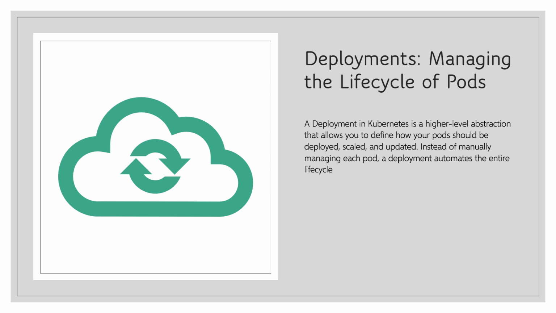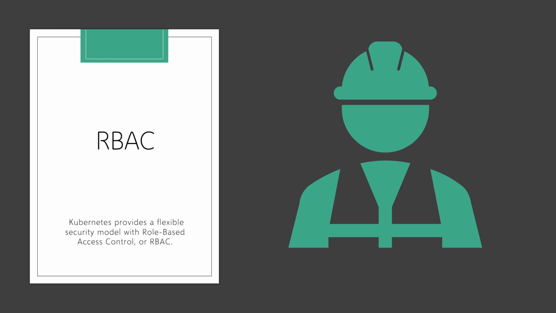With a deployment, you can roll out new versions of your application without downtime, using rolling updates, and scale your application up or down to handle increased traffic or optimize resource usage. Deployments ensure that your application is always running the correct number of pods in the desired state, making it a critical tool for running production workloads in Kubernetes. RBAC, securing your cluster. As your cluster grows, security becomes increasingly important.